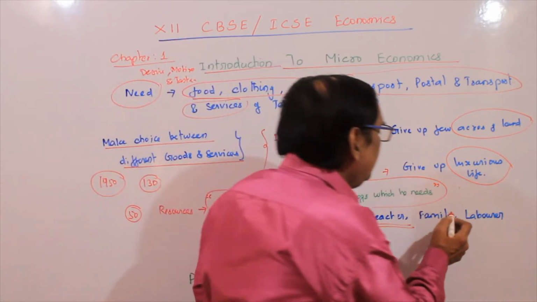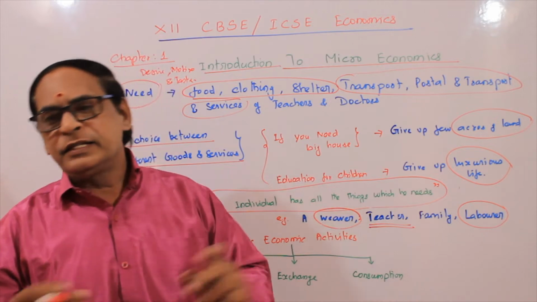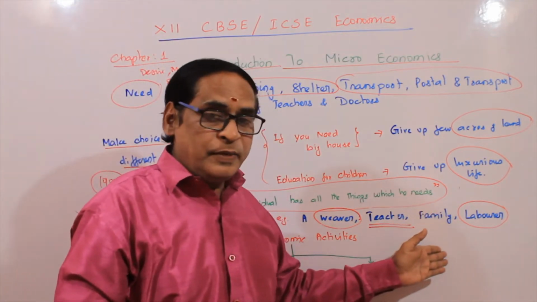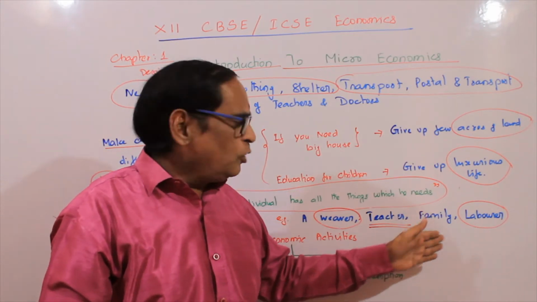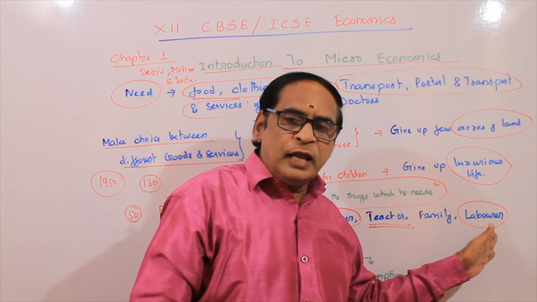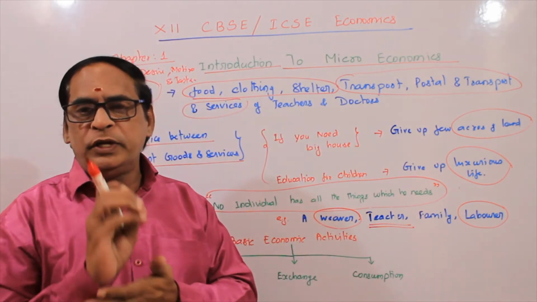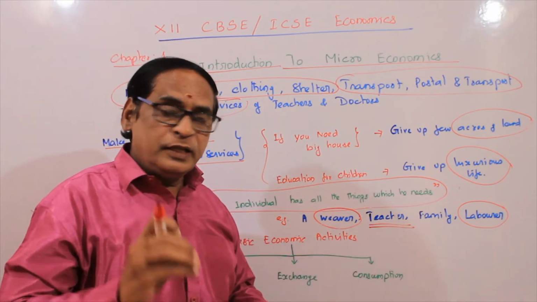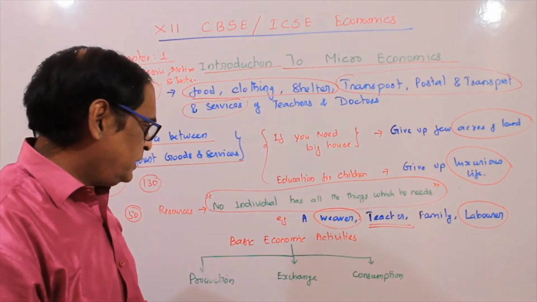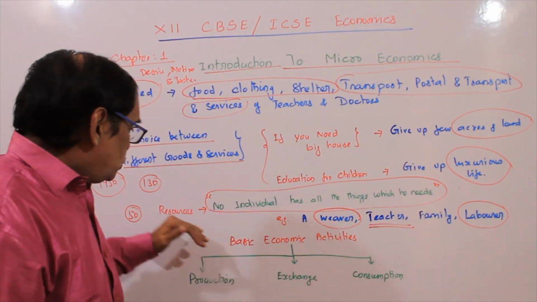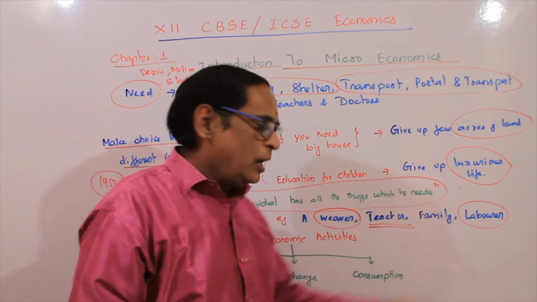Understand? Like a family or a laborer. Laborer means there are two types: skilled labor and unskilled labor. Skilled labor means he will be trained, he has passed ITI, so many things, technically qualified. Unskilled laborer means he has to physically work in order to get something. Out of what he derives by doing his services, he will purchase other goods and services. So the sources are limited, either it is a weaver or teacher or family or laborer.